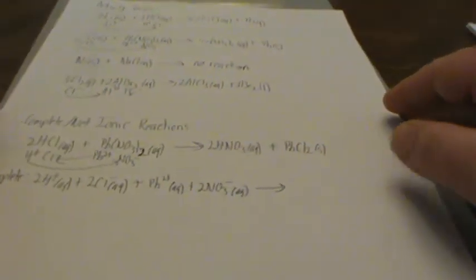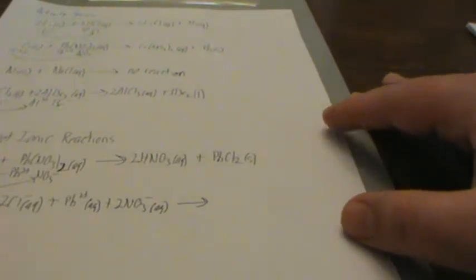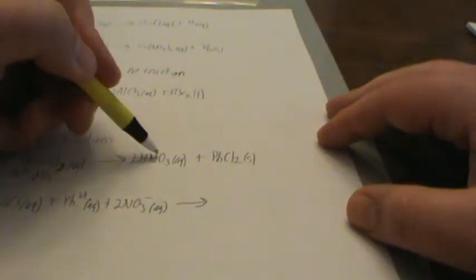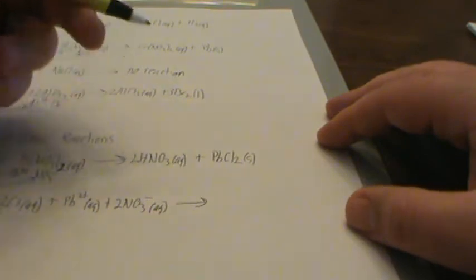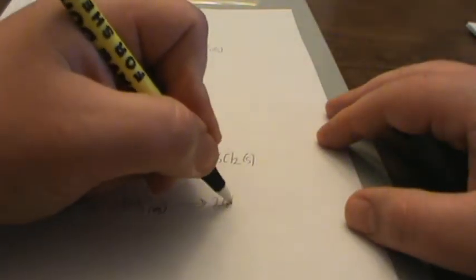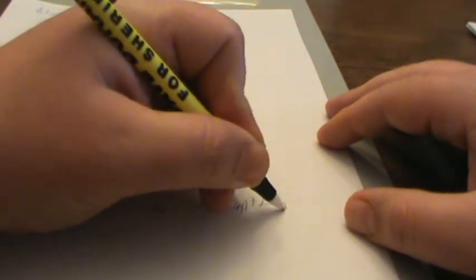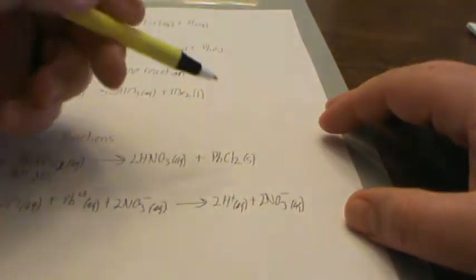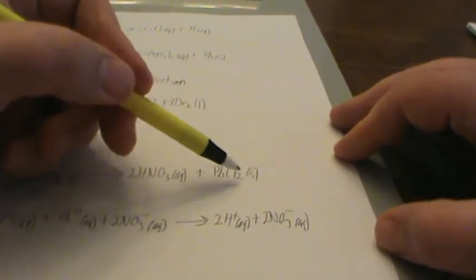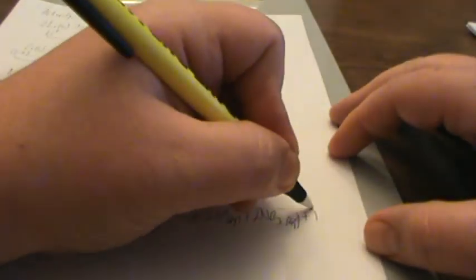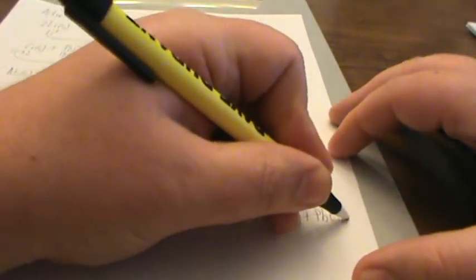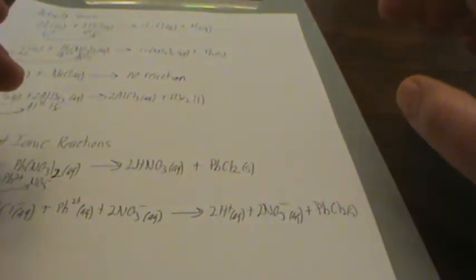Okay, now we're at our arrow. So now the products. HNO3 is aqueous, so we break it apart. That coefficient 2 tells us we have 2 hydrogen ions, 2 nitrate ions. Now PbCl2 is in the solid form, so we're just going to write it down as is. Anything that is solid, liquid, or gas, do not break it apart.